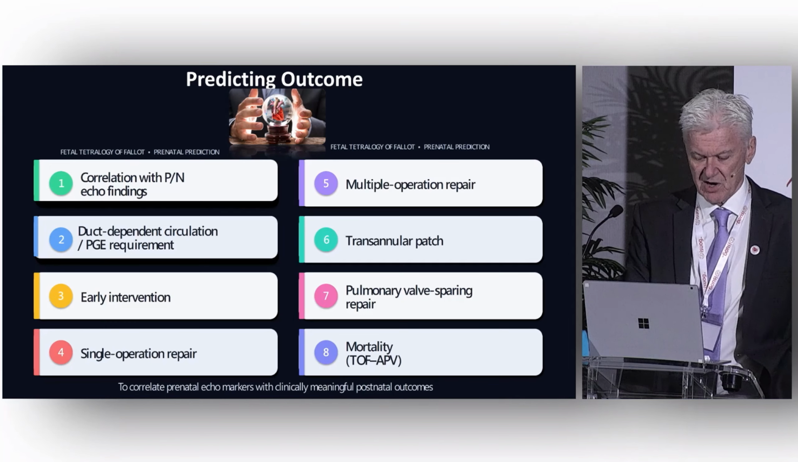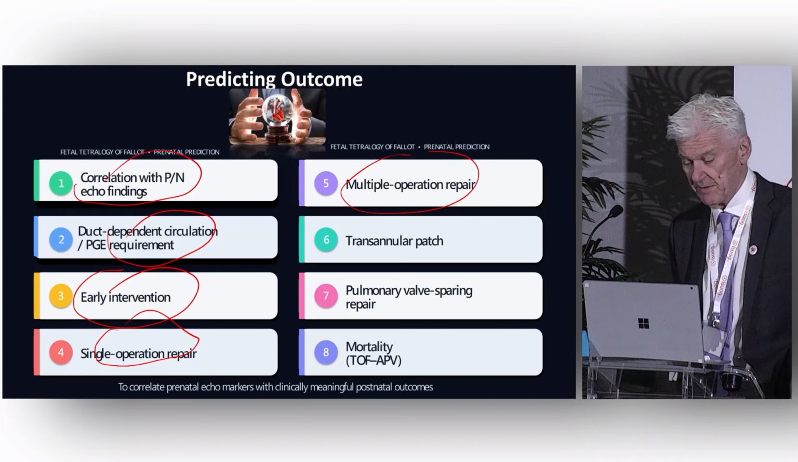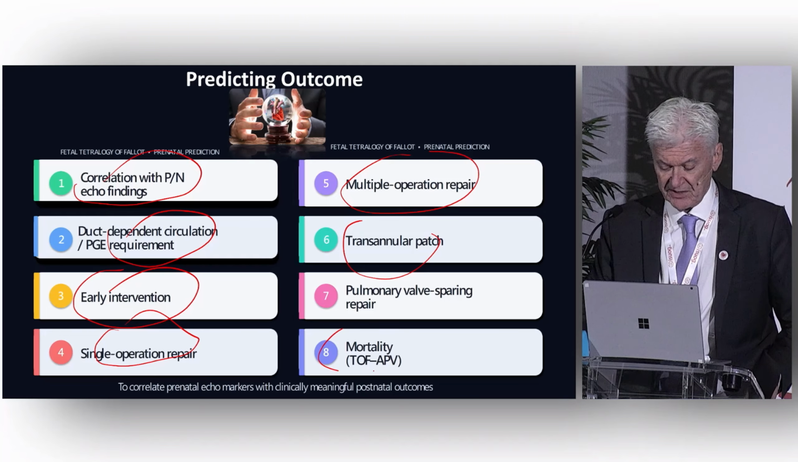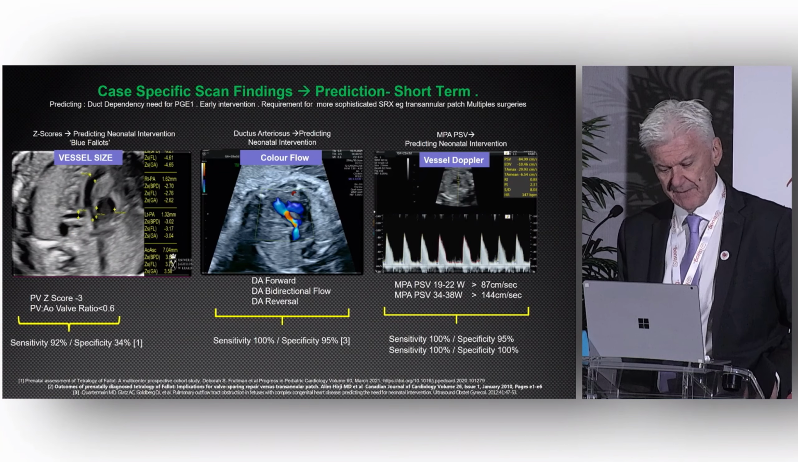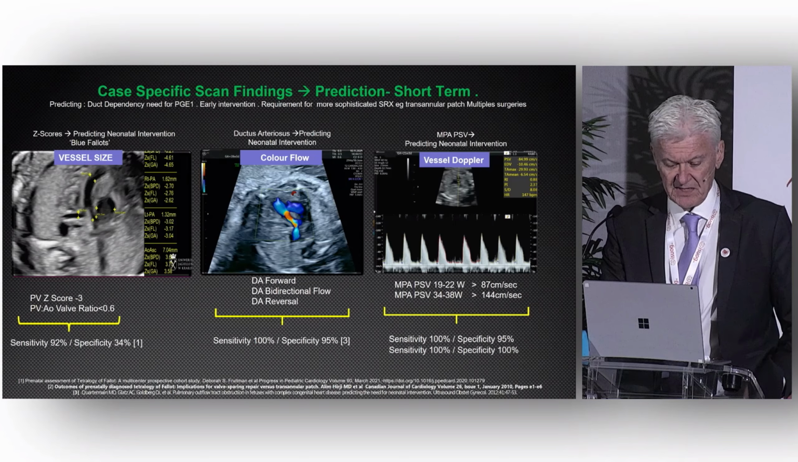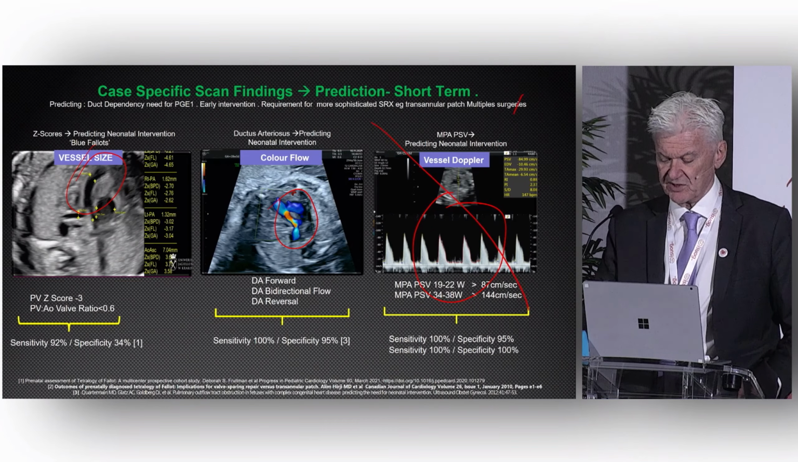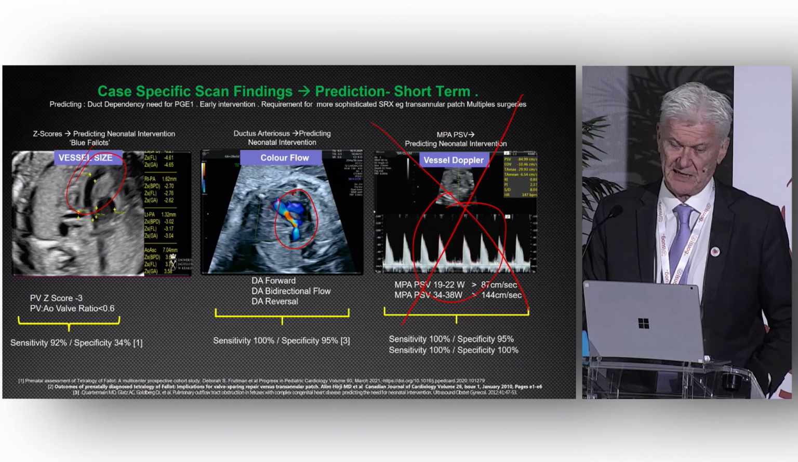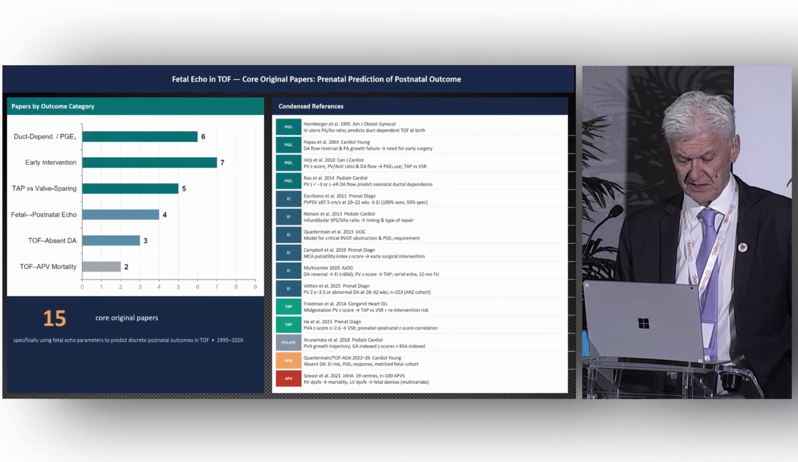Predicting Fallot's: whether it correlates with postnatal outcomes, whether it's going to be duct dependent, whether it's going to require early intervention, whether it's going to be a single operation repair of the baby, whether it's going to require a transannular patch, or what the mortality of it is. There is so much data. Let me simplify it. I think the key things that have been looked at are the size of the pulmonary artery, Z scoring it, the reversal of flow along the arterial duct, and the velocities. I don't believe there's enough data to support velocities in predicting outcome. I think the data lies with Z scoring and reversal of flow along the arterial duct.